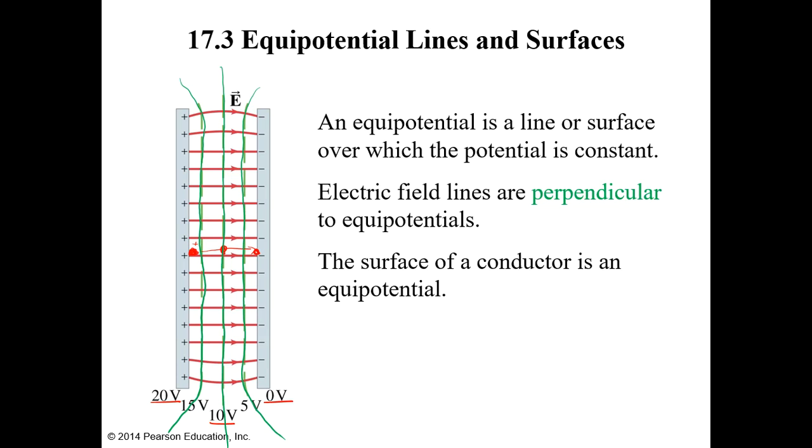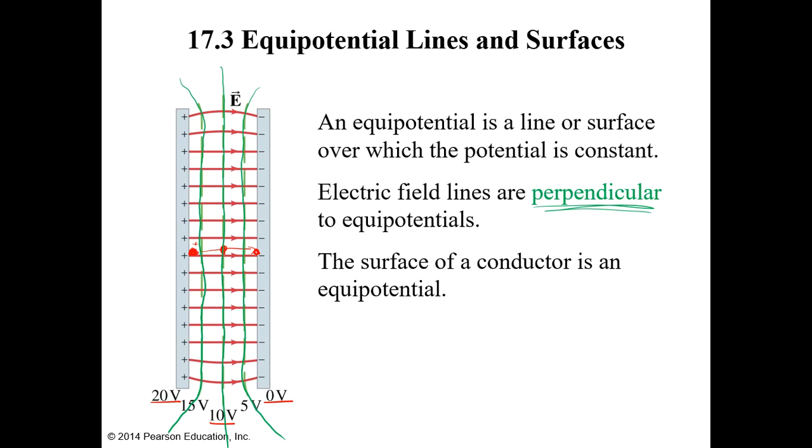So these are lines of equal potential. Anywhere along this line, you're guaranteed to have a potential of the same value. An important point here is that electric field lines are always perpendicular to the equipotentials. And so that's an important rule for equipotentials.